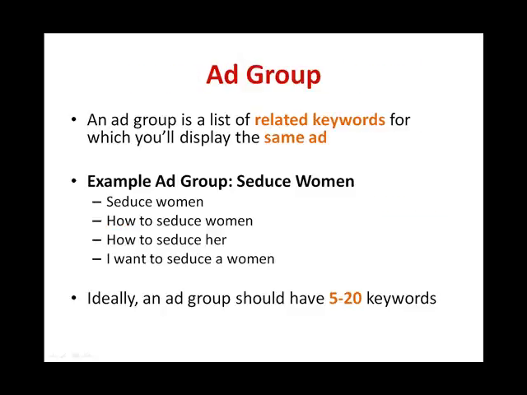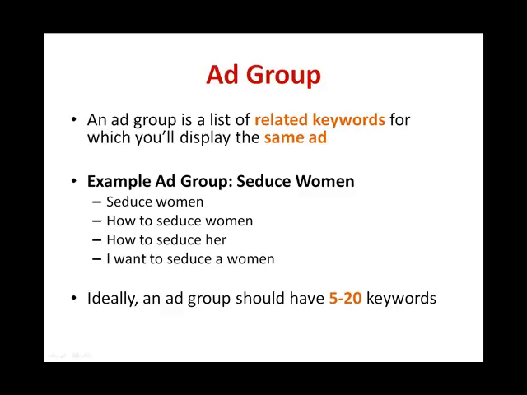Now that you understand everything about keywords, let's move along to ad groups. As talked about briefly earlier, an ad group is basically a list of related keywords for which you display the same ad. An example ad group would be "seduce women." In this example, the keywords categorized under this ad group will be keywords like seduce woman, how to seduce woman, how to seduce her, and I want to seduce a woman. This means that all of these keywords would trigger the same ad.